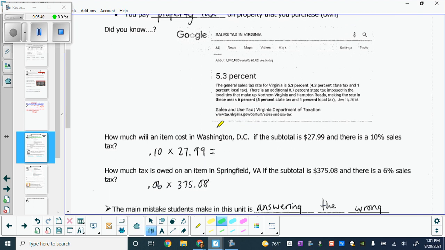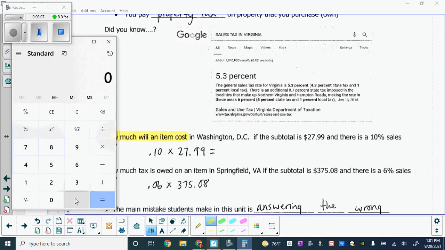All right, so let's dive on in here. So we got to be very careful when we read. Sometimes you have to stop with your calculator math, sometimes you have to keep going. So the first one, how much will an item cost in DC if the subtotal is $27.99 and there's 10% sales tax? So how much will an item cost? So I need to first figure out the tax, and then I'm going to add that because it wants to know how much will the item cost.